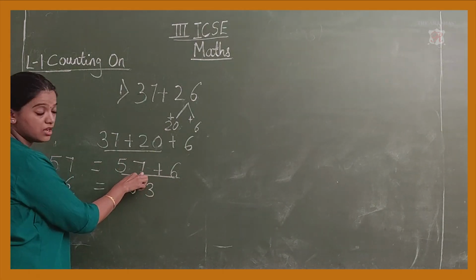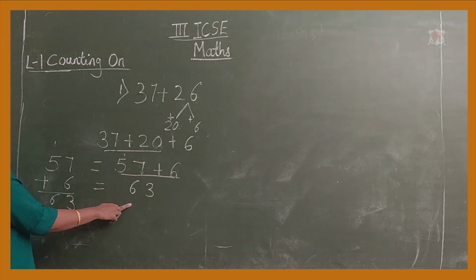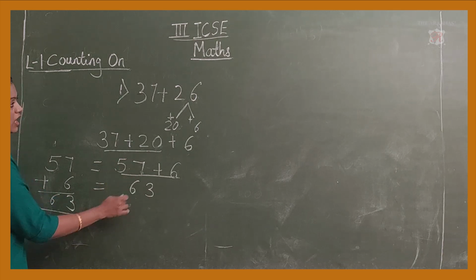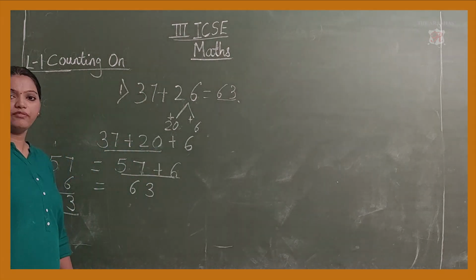You can do it directly. 7 plus 6 is your 13. 1 carry over. Okay. So your 3 comes down. 5 plus 1 is your 6. So your answer is 63. Okay. We'll do the next one.